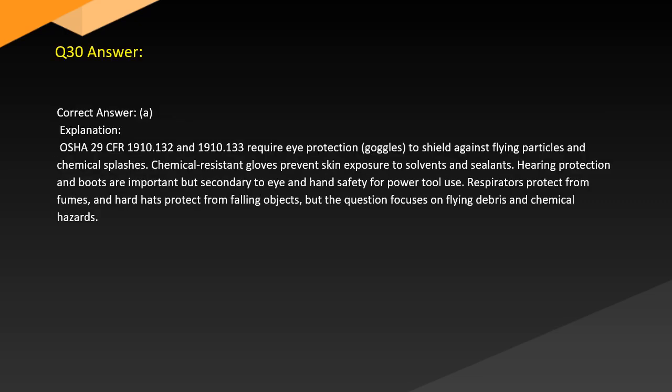Answer. Correct answer: A. Explanation. OSHA 29 CFR 1910.132 and 1910.133 require eye protection goggles to shield against flying particles and chemical splashes. Chemical-resistant gloves prevent skin exposure to solvents and sealants. Hearing protection and boots are important but secondary to eye and hand safety for power tool use. Respirators protect from fumes and hard hats protect from falling objects, but the question focuses on flying debris and chemical hazards.